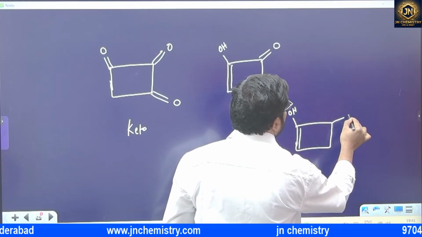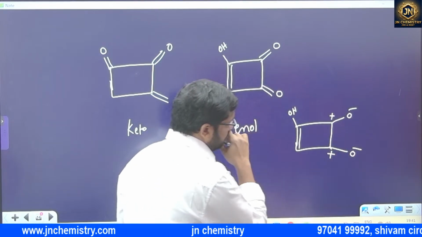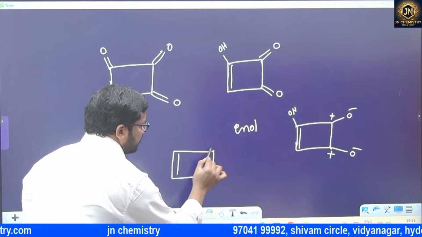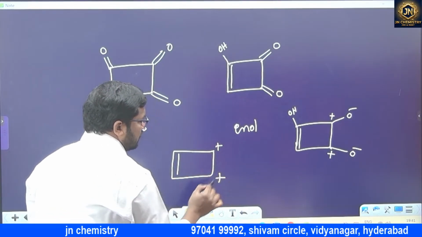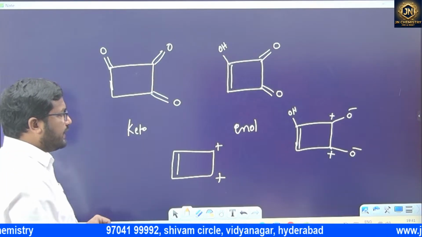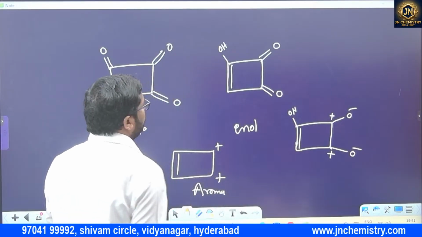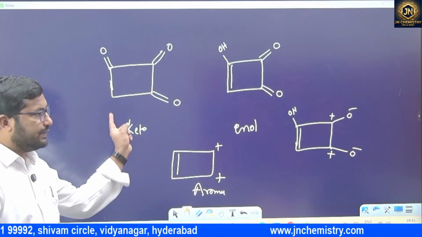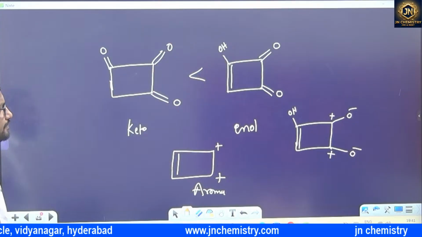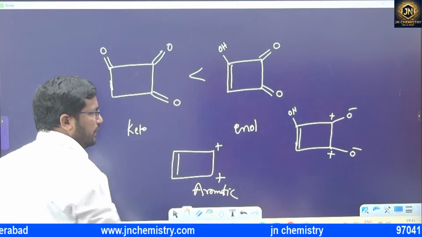OH, O minus, positive charge here, positive charge. So try to understand, this is the structure. Is this compound aromatic, right? Yes or no? Keto form or enol form means obviously enol form. In this particular case, enol form is more stable because of aromaticity. Very important.